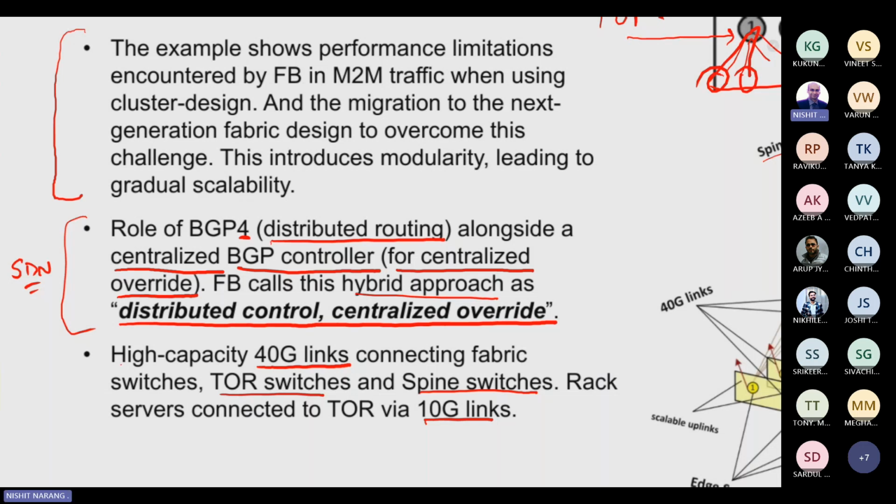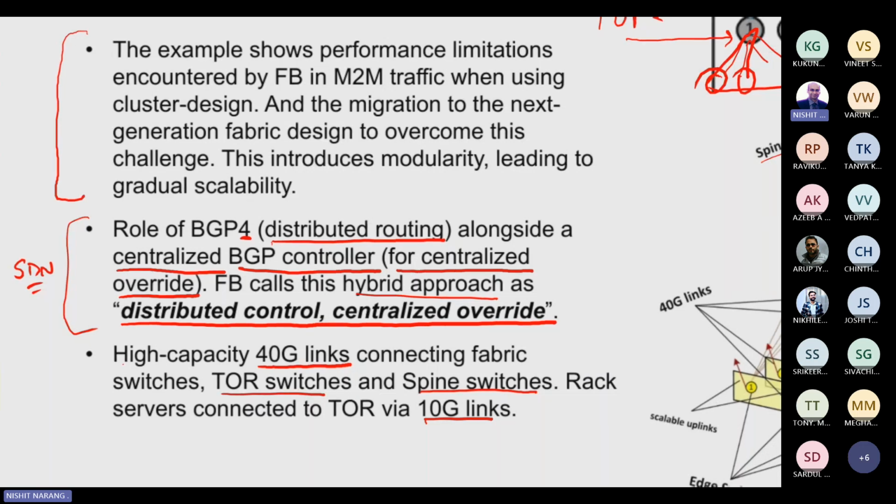But sometimes I have special needs for some special type of traffic. That is where I can use SDN as an approach to centrally override BGP and override the routes that have been discovered by BGP with more centralized route configurations. So this is more like a hybrid approach, a mix of pure play SDN with pure play internet routing mixed together. They call it the hybrid approach, distributed control, centralized override. That's the term they've used.